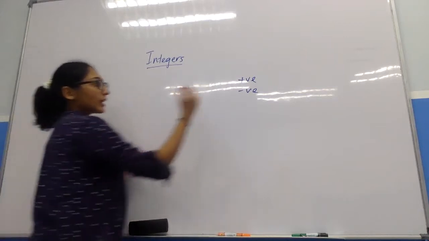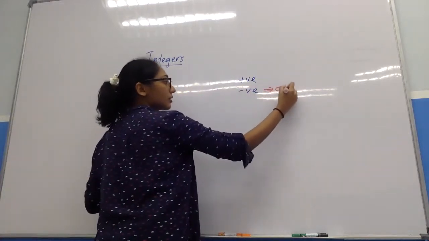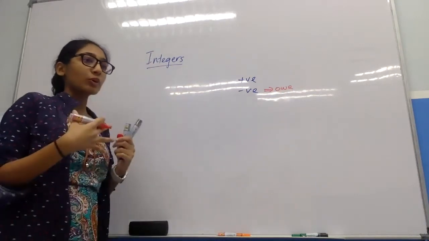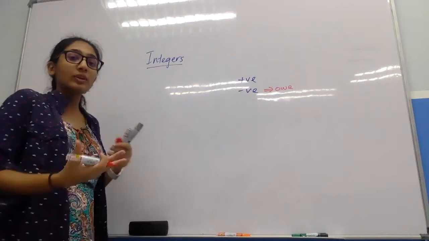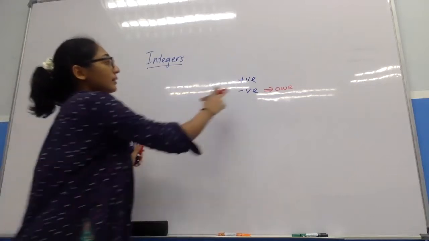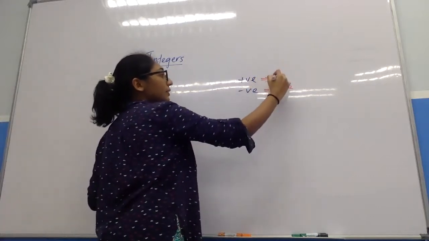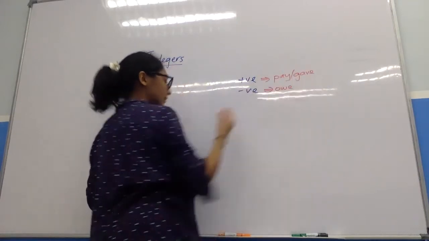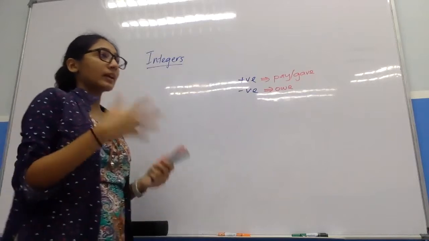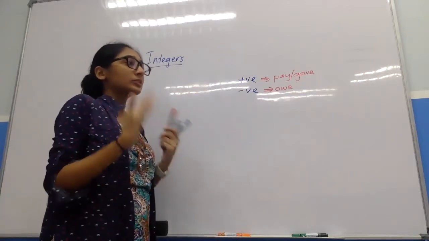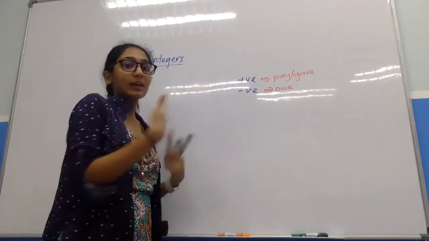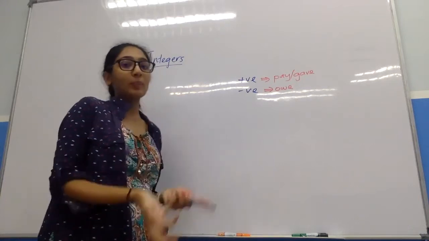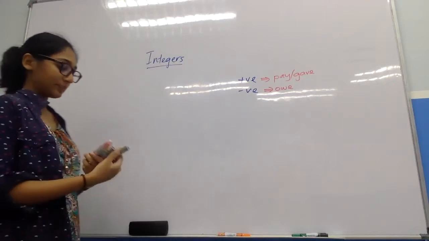When you think of negative, you think of you owe someone money. That means someone lent you money, you need to give it back. So you owe that person, but you haven't given it back. When you look at a positive number, think of it as you paid or you gave someone money. Negative means someone gave you money, you still have to pay the person back, so you owe someone.